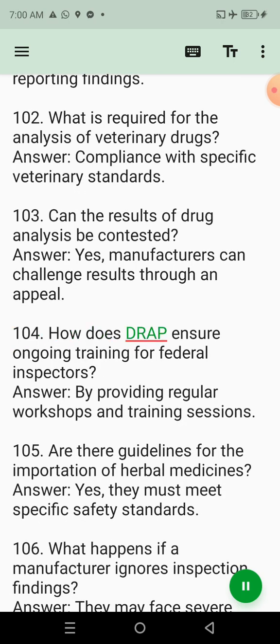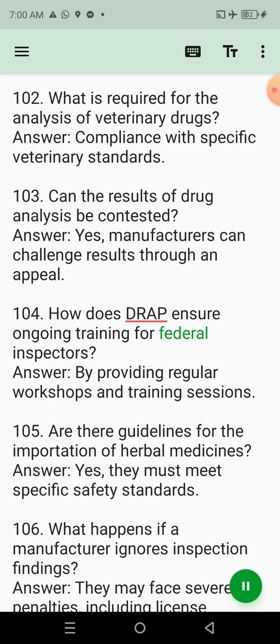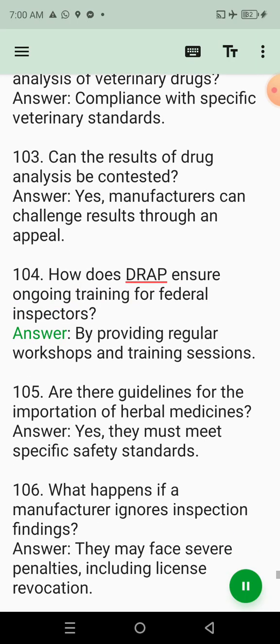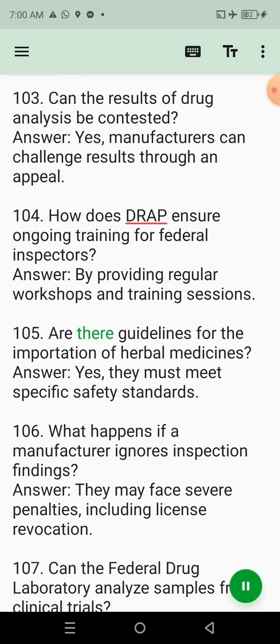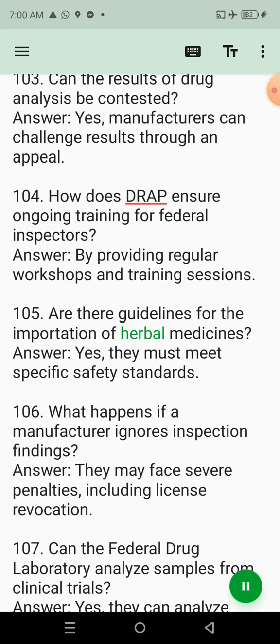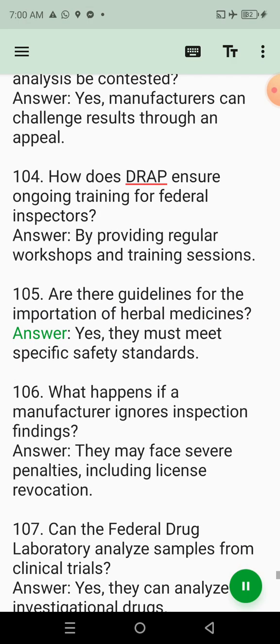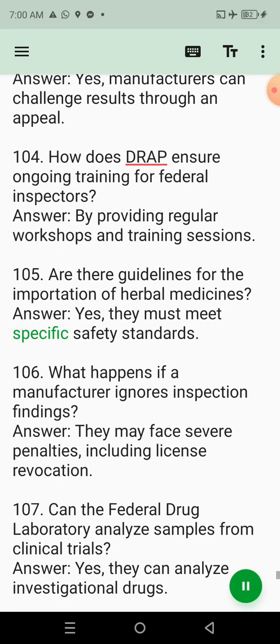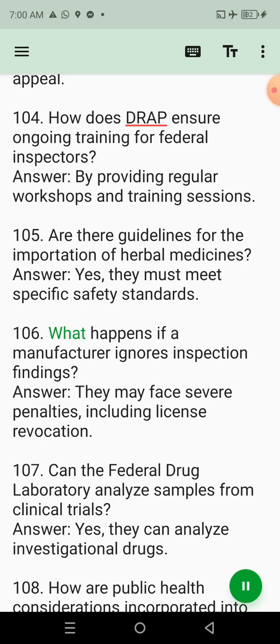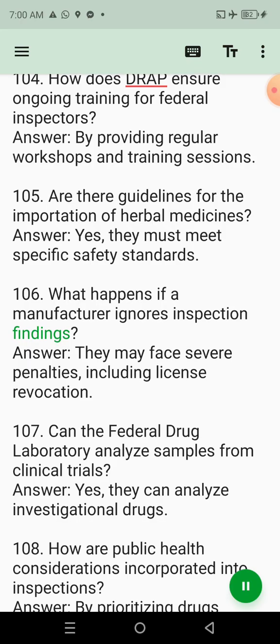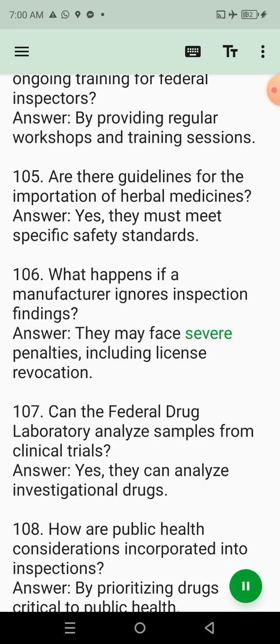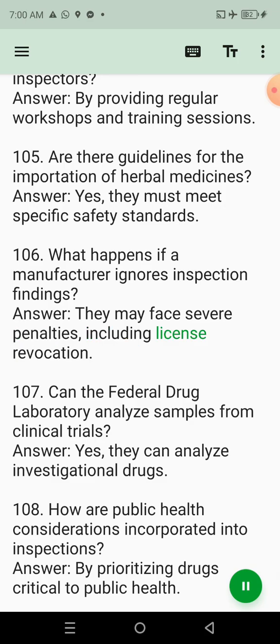104. How does DRAP ensure ongoing training for federal inspectors? Answer: by providing regular workshops and training sessions. 105. Are there guidelines for the importation of herbal medicines? Answer: yes, they must meet specific safety standards. 106. What happens if a manufacturer ignores inspection findings? Answer: they may face severe penalties, including license revocation.